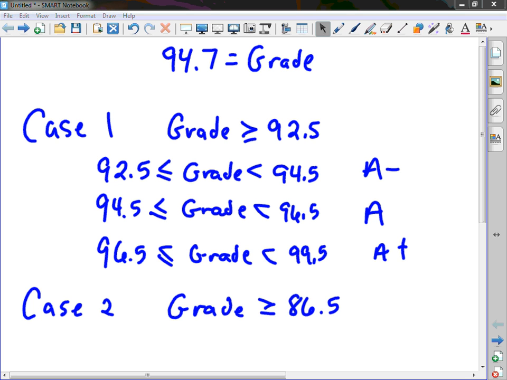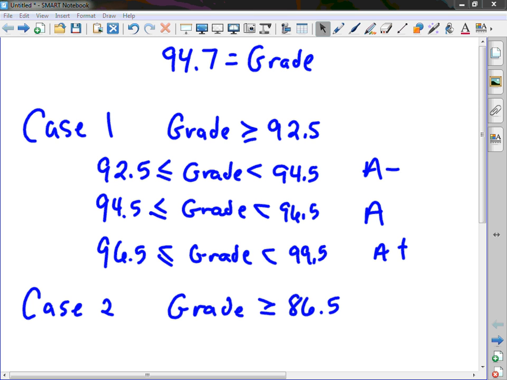solutions there are. It's very similar to looking at a grade that you have for a class, and determining what grade you specifically have, A minus, A plus, whatever. For example, looking at the screen, we have a 94.7 grade. And as we go down through the various cases, that would indeed be a case 1 where the grade is greater than 92.5. So once we get into a particular case, then we have to determine, is it an A minus, A, or A plus.